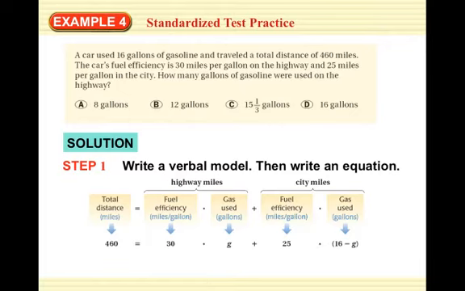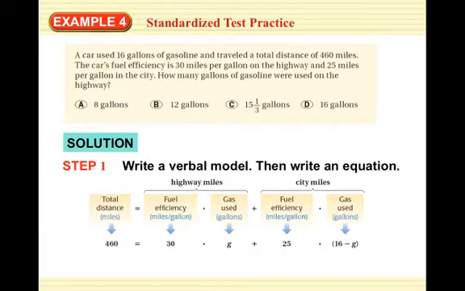So the total distance in miles is going to also be split up between highway miles and city miles. If part of the gasoline was used up on the highway and part of the gasoline was used up in the city, then a certain number of miles were driven on the highway and a certain number of miles were driven in the city.